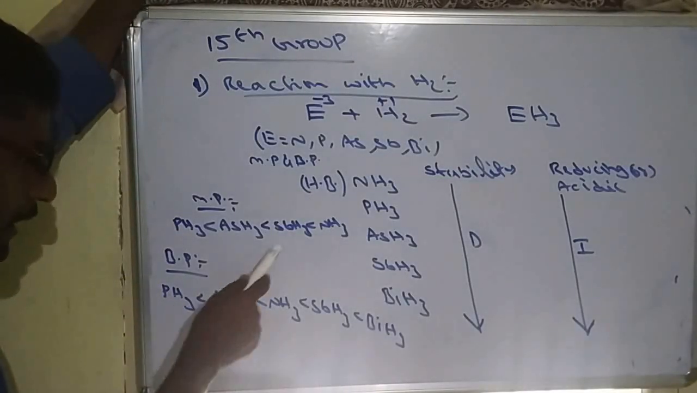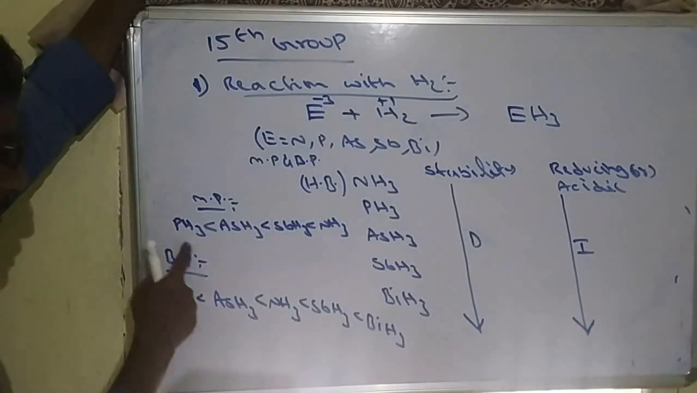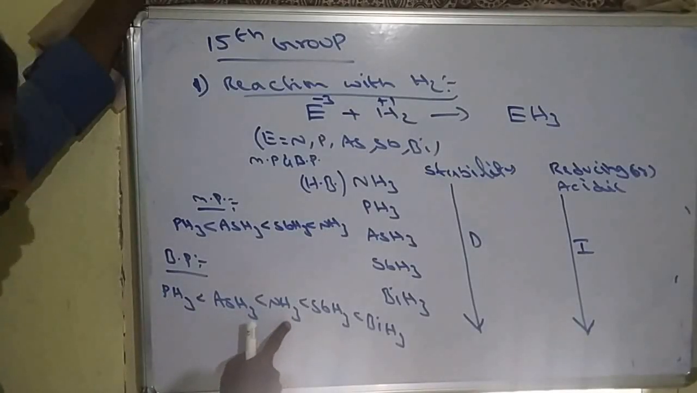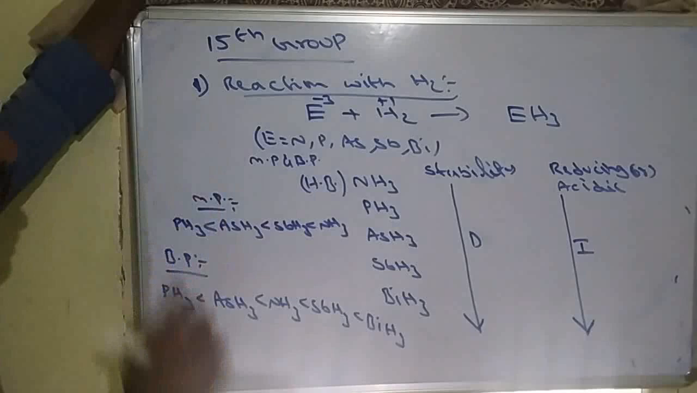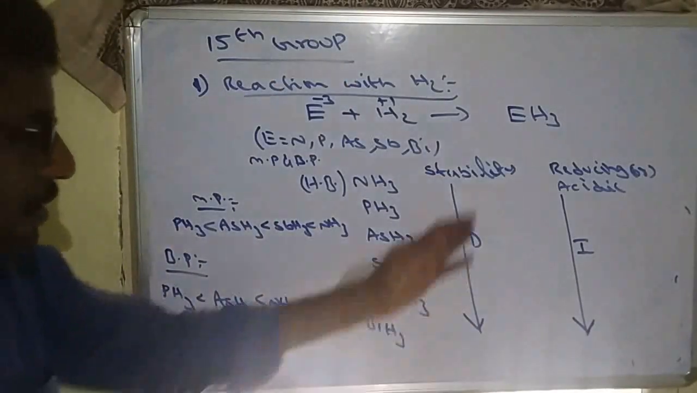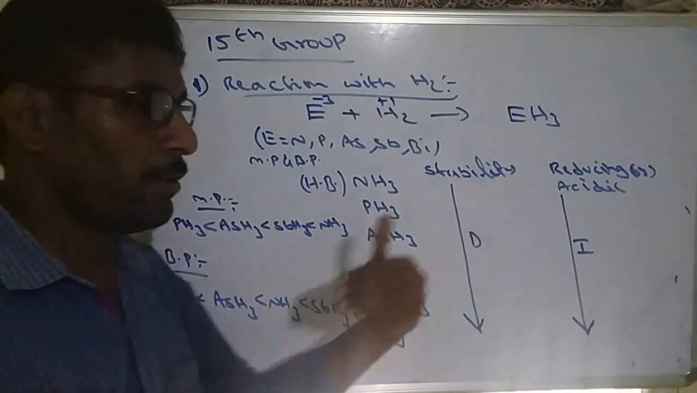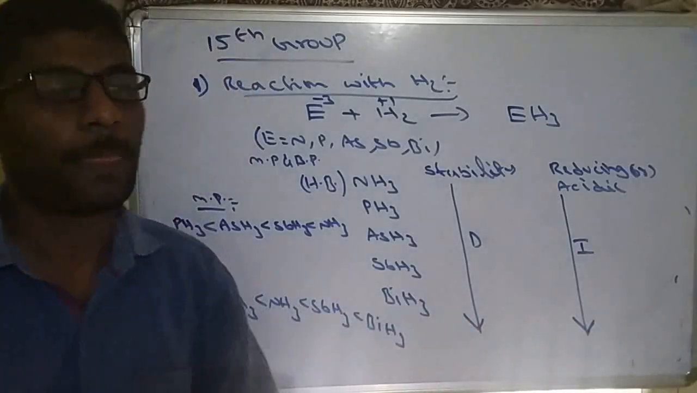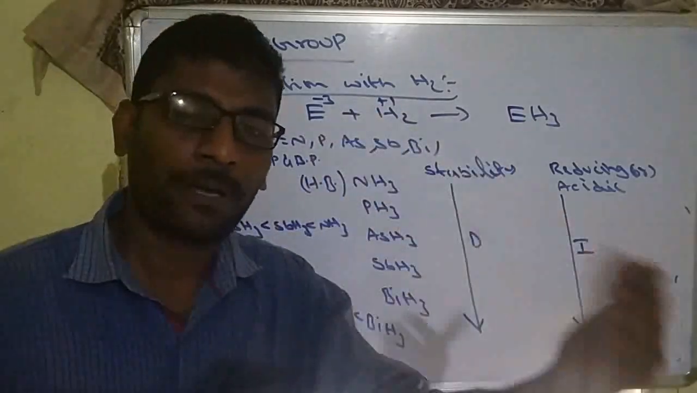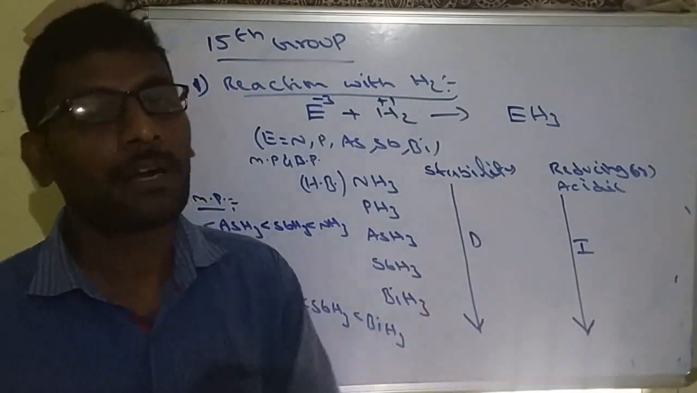NH3 should have the least value due to less mass, but it is becoming the highest value in melting point and the third highest in boiling point. The reason is the presence of hydrogen bonding. So orders are also important; sometimes they will ask orders: stability order, reducing and acidic nature, melting point, boiling point. Another important property is bond angle. Bond angle is directly proportional to electronegativity. Here all are in the same group, so it only depends on electronegativity.